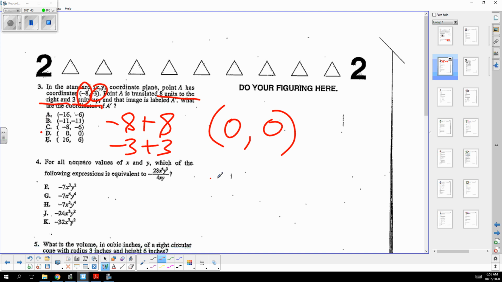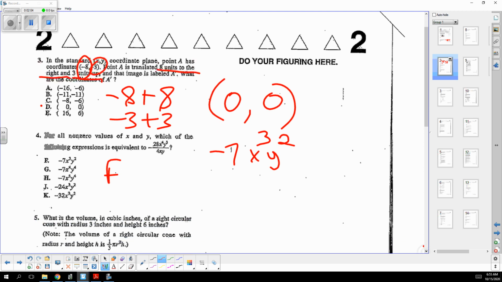Division is subtraction of exponents. 28 divided by 4 is 7, x cubed, y squared. We are subtracting 1 from each. Answer F.